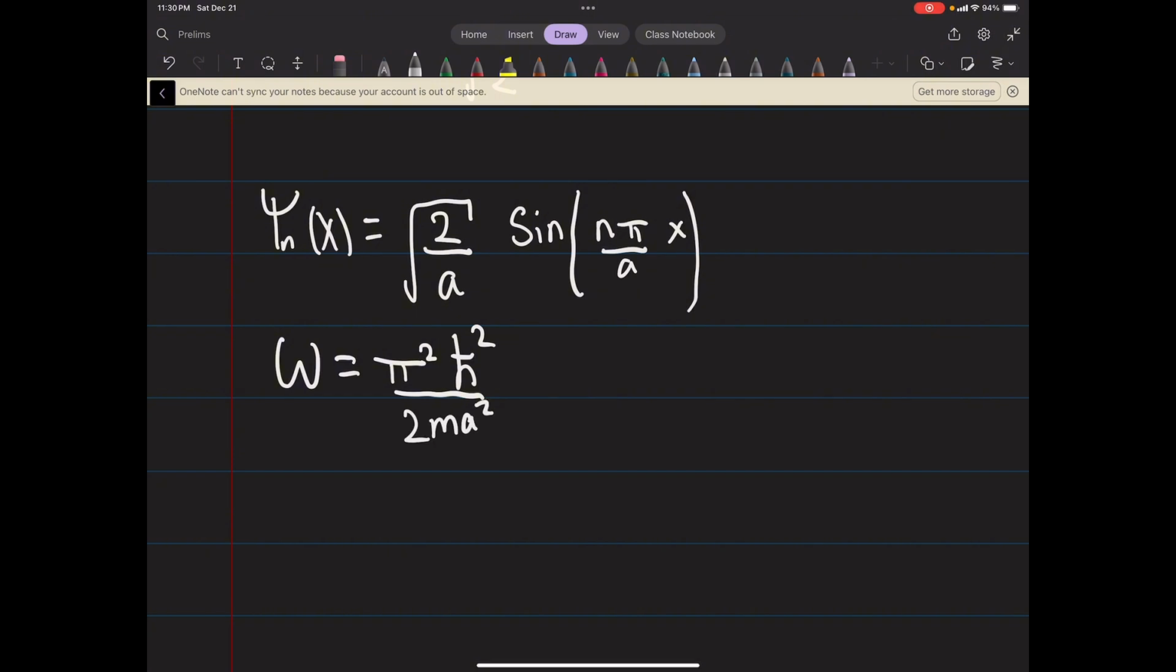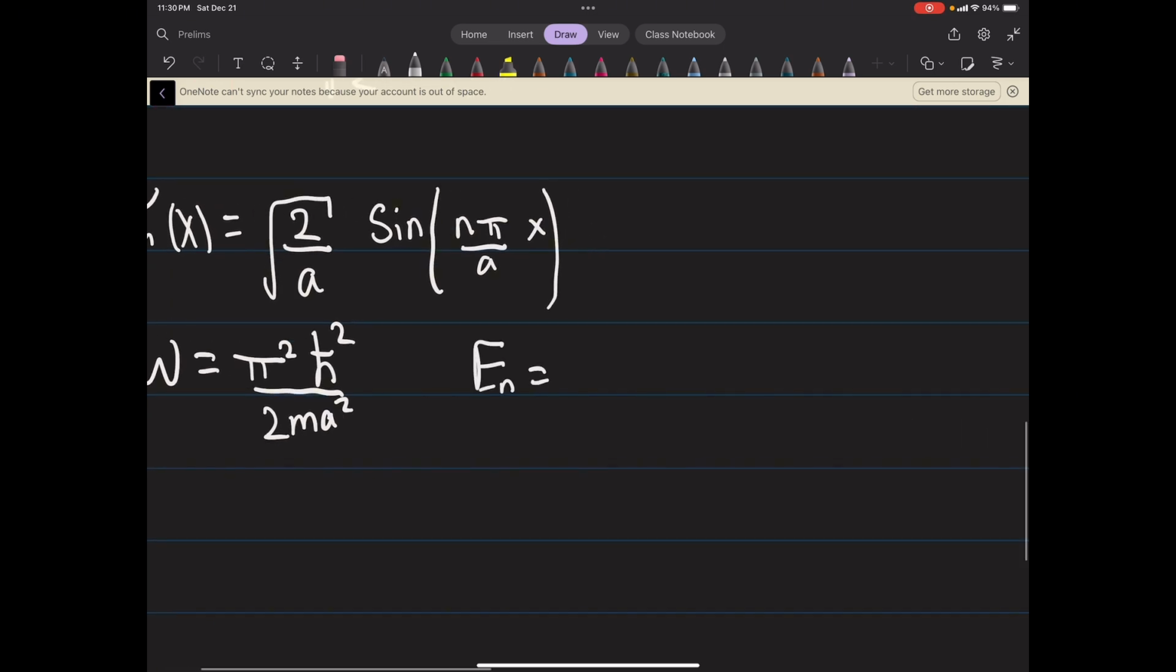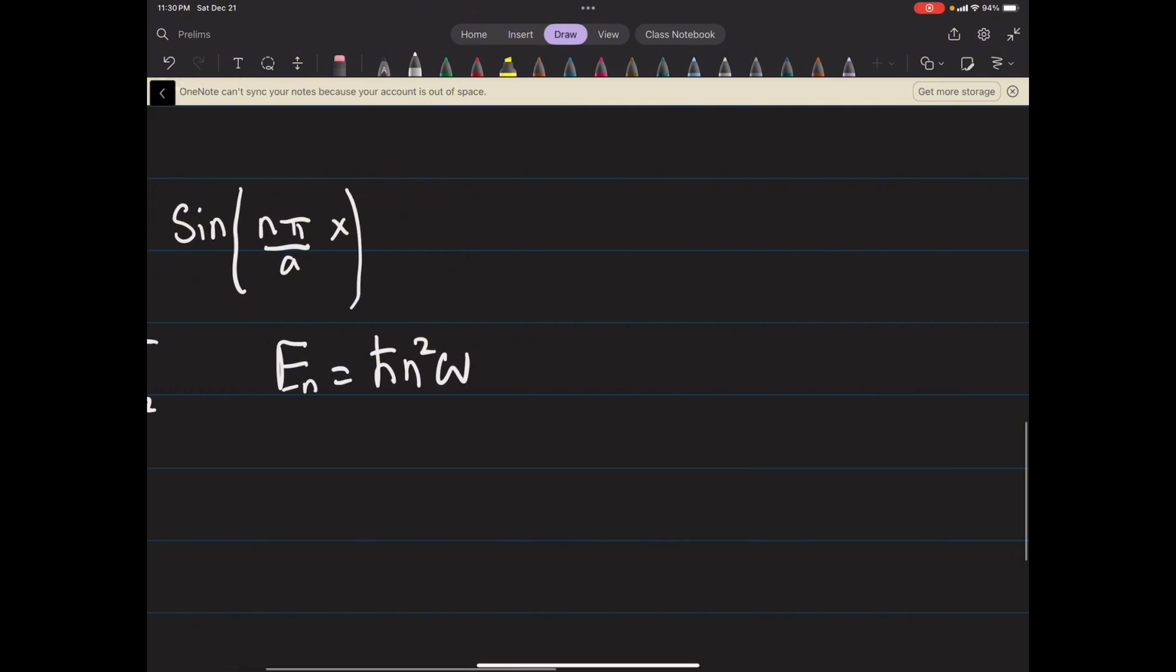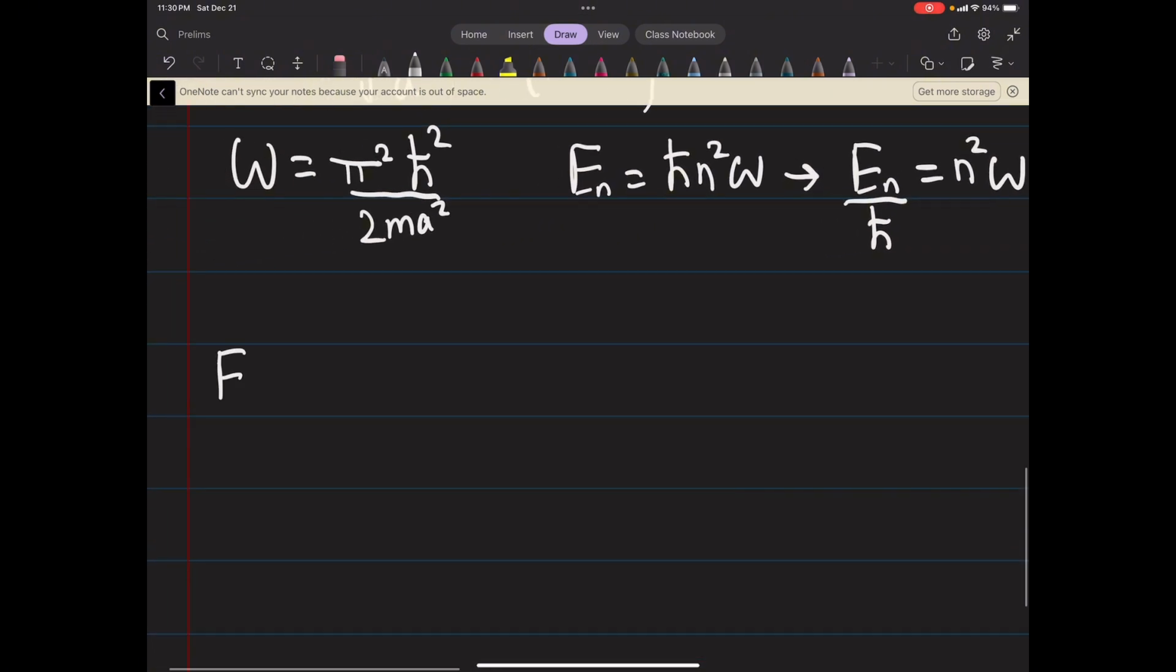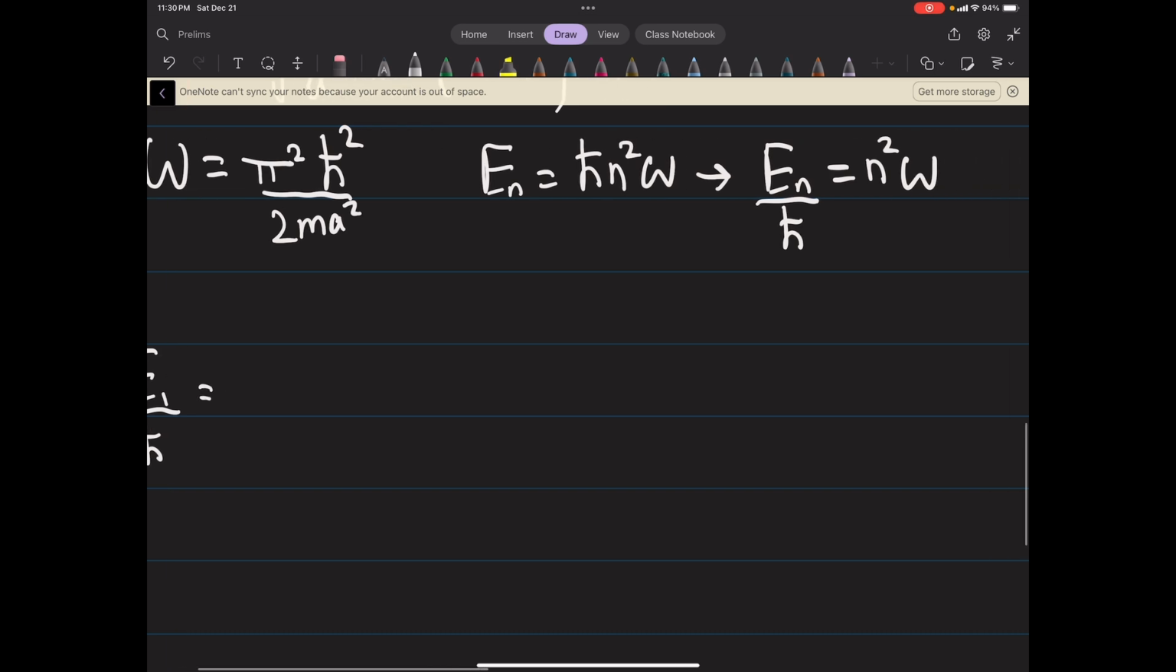And to me, this looks very similar to an energy equation for the infinite square well, because the nth energy state with this form is, let's see, h bar n squared omega. I think I got that right. So then E sub n divided by h bar is just equal to n squared omega. So E1 divided by h bar, you're just plugging 1 in for the n, that's just omega. And E2 divided by h bar is, so 2 squared is 4, so that's 4 omega.